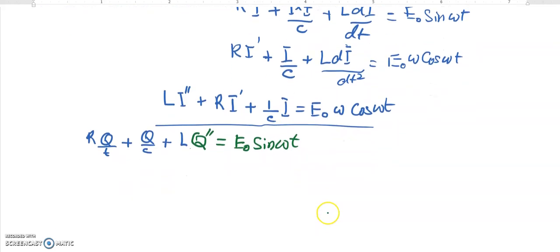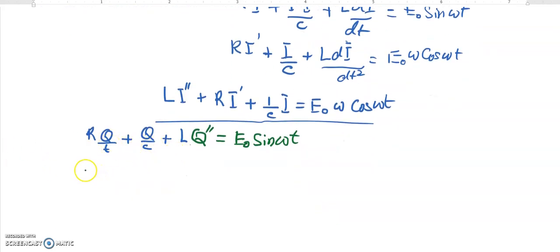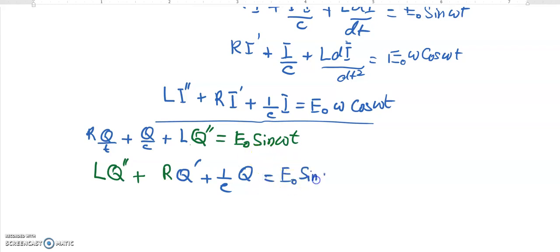So in the charge form, this equation will be L Q double prime plus R Q over T, which can be represented as dq over dt, so q prime, plus 1 over c q, is equal to E naught sine omega t. So one of these two forms can be used.